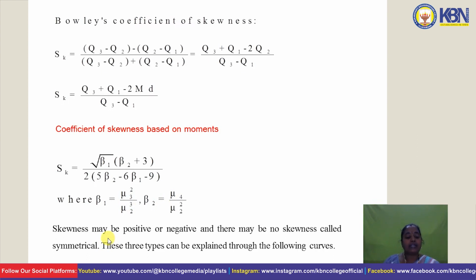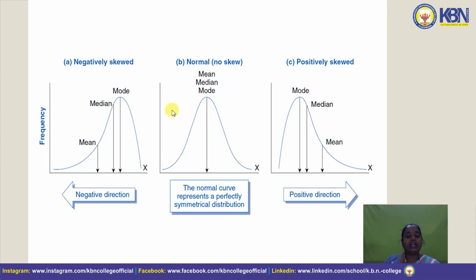Skewness, in this case, may be positive or negative, and there may be no skewness, which is called a symmetrical distribution. Symmetrical means the type of the curve B is called a symmetrical distribution, whereas A and C are skewed curves.